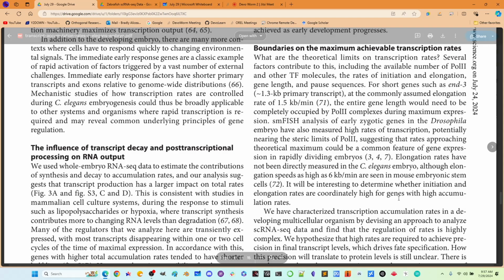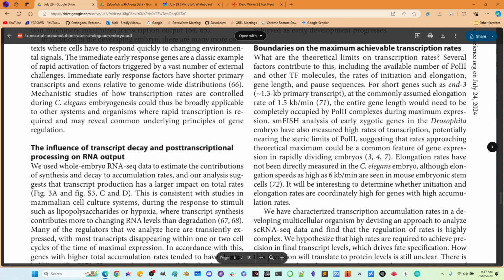So to finish up this paper, they talk about the influence of transcript decay and post-transcriptional processing on RNA output. If we measure the RNA, we're only measuring gene expression at the first stage of its transformation into something like a protein. So we get gene expression, and that tells us something about maybe how much transcript you need. But ultimately, we want to know what the proteins are. And so we need to know, first of all, the decay of transcripts over time, how much of those are going to contribute to translation.